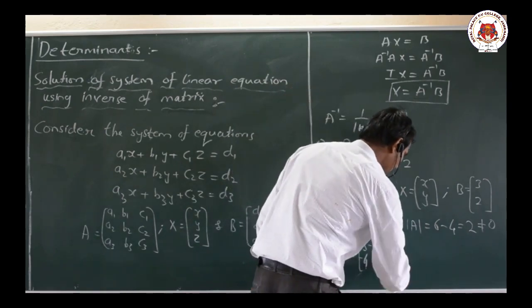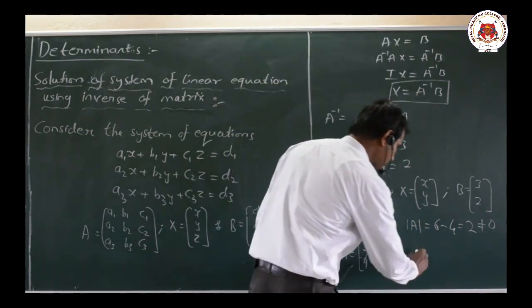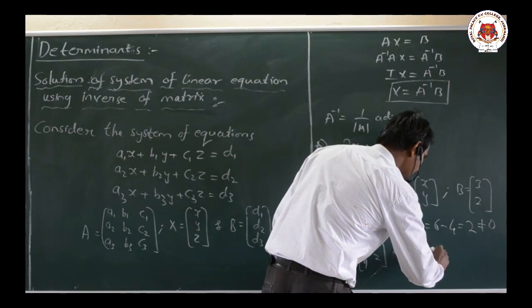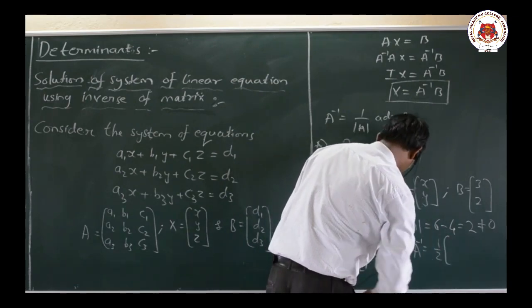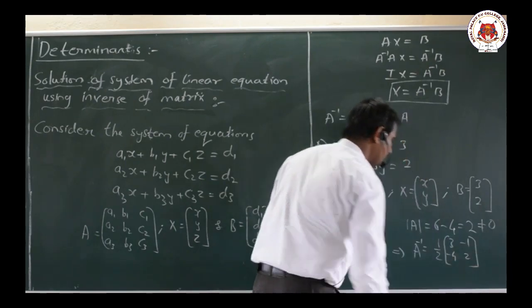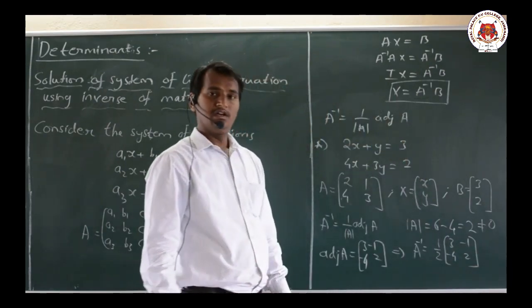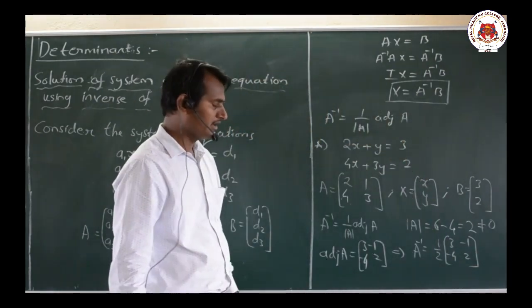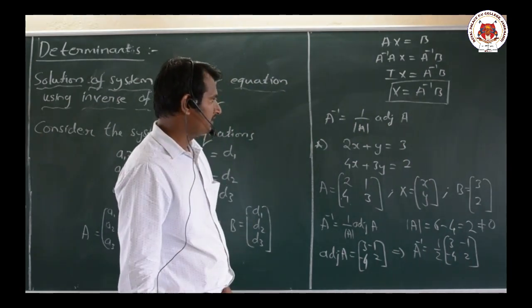Next thing is we will find out the A inverse. Now what do we get as the A inverse value? A inverse equal to 1 by 2 into 3 minus 1 minus 4 2. Now here we require to find the x value.